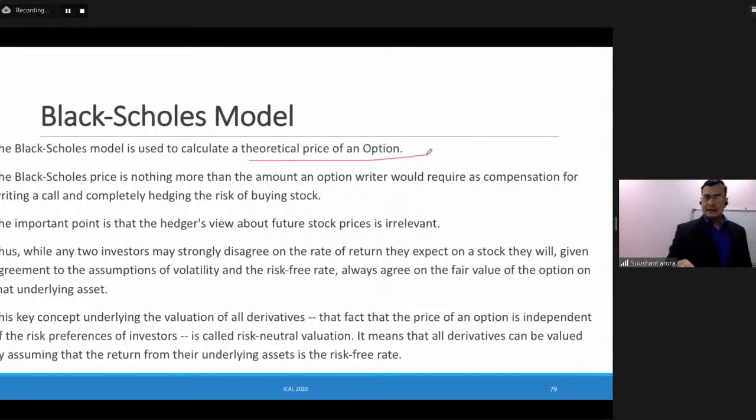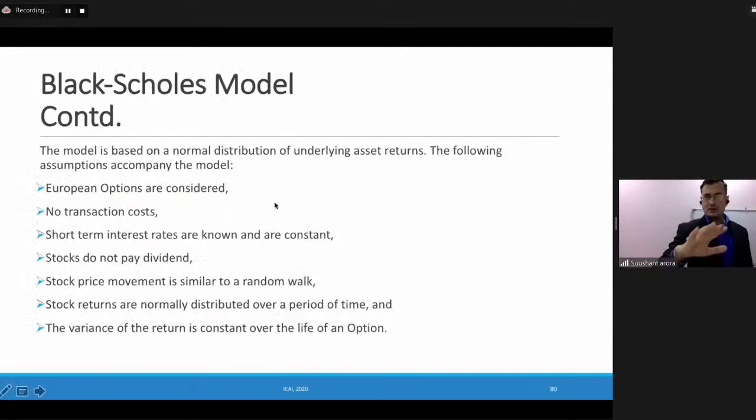So basically, the Black-Scholes price is nothing more than the amount the option writer would require, writer meaning the seller, to compensate for writing the call and completely hedging the risk of buying the stock. So at the end of the day, the only thing is how much premium he should be compensated as far as the call writer is concerned. What should be the value of the option, whether it's a call option or a put option. But generally we talk only about the call option in case of the Black-Scholes model.